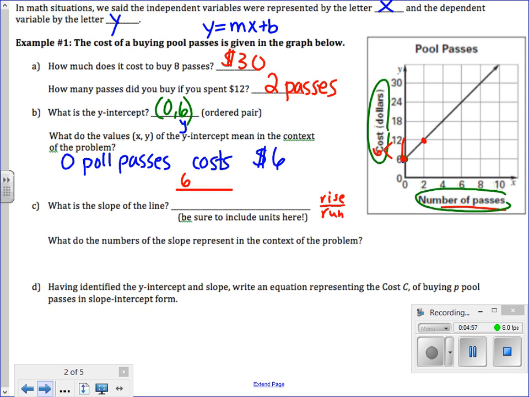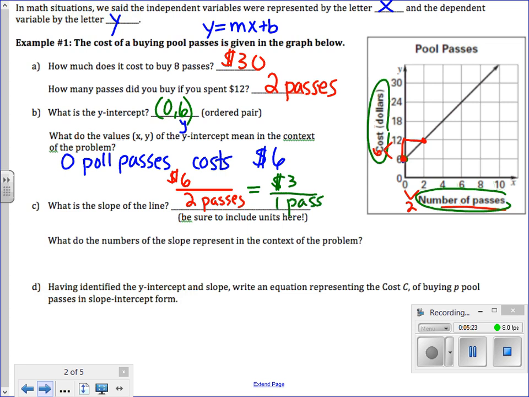and I'm going up, the unit is $6, and I'm running over one box, but that one box is worth two pool passes. So $6 per 2 pool passes. Another way we can write that, we can simplify 6 over 2 to be $3 over one pass.